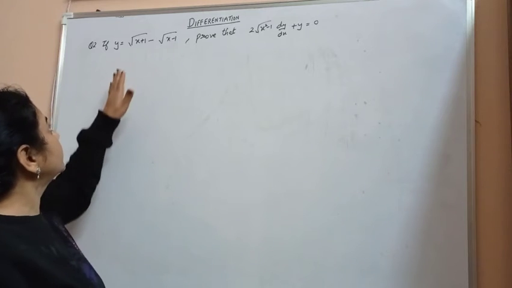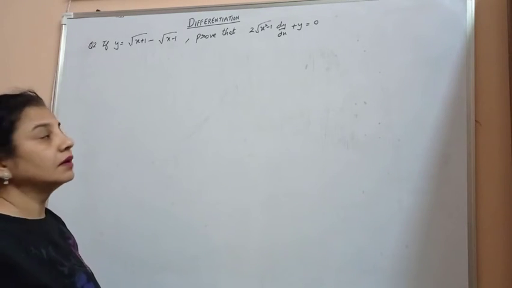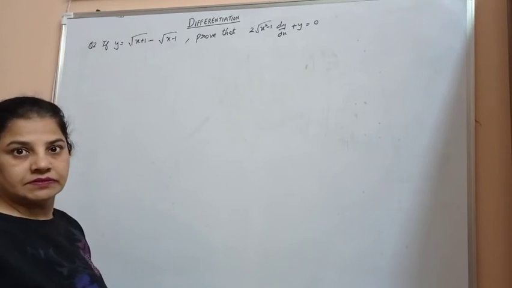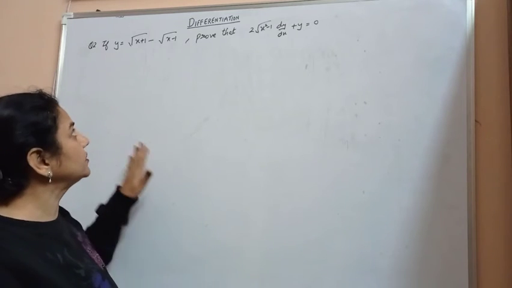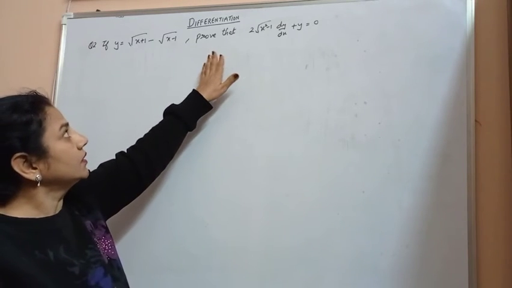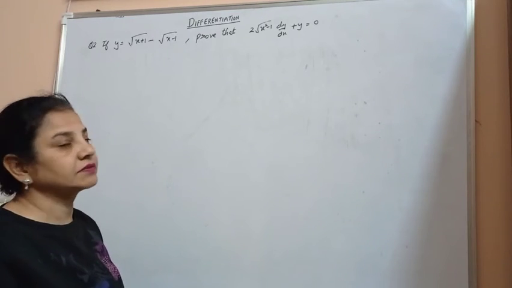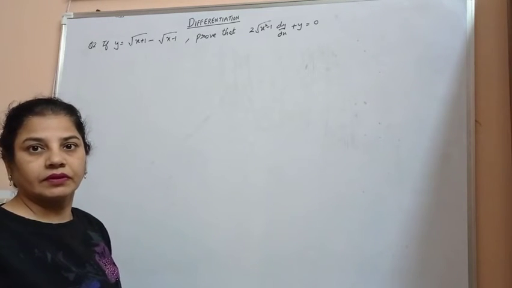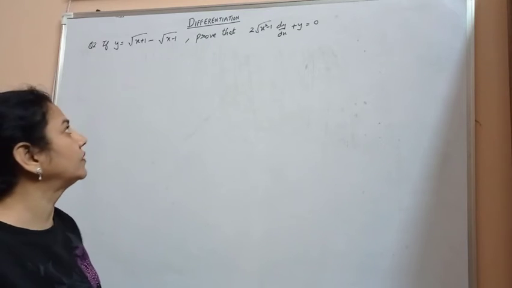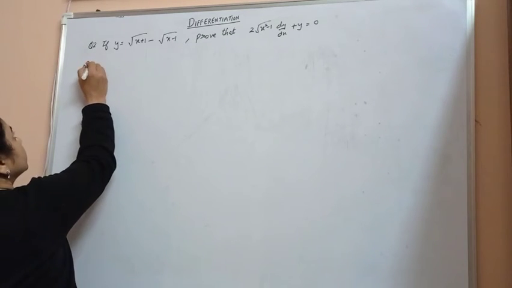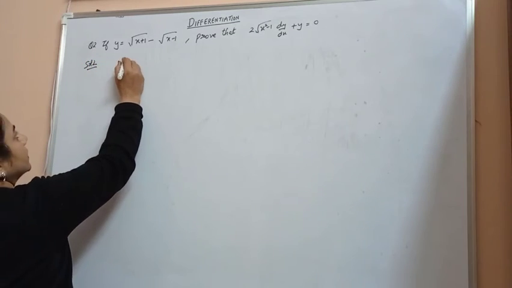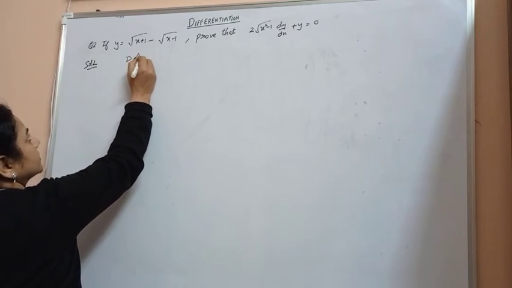In this function y is equal to under root x plus 1 minus under root x minus 1. We have to differentiate this and prove that the result is equal to 2 under root x square minus 1 dy by dx plus y is equal to 0. First of all, we differentiate the given function. Differentiate with respect to x.